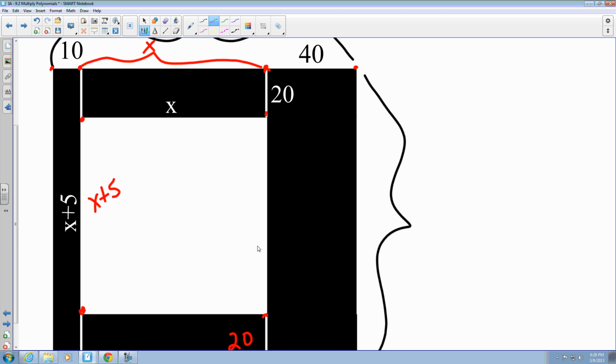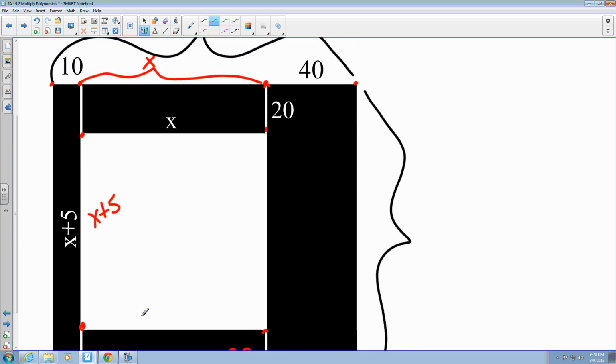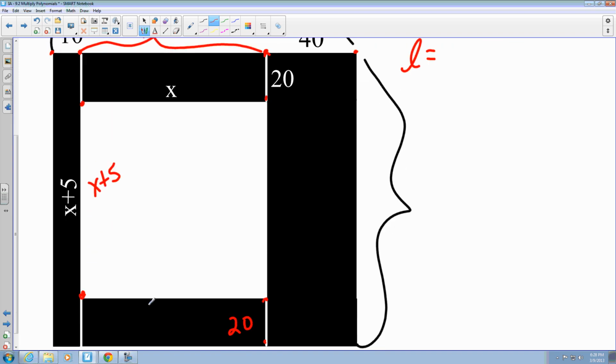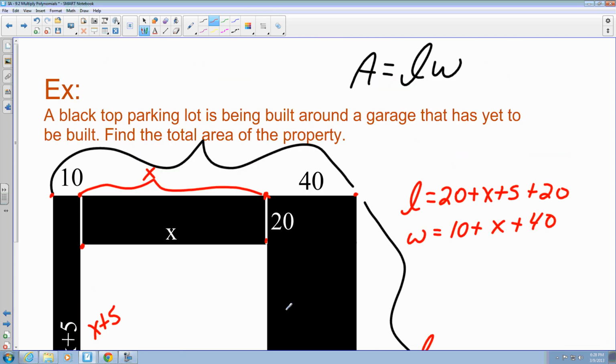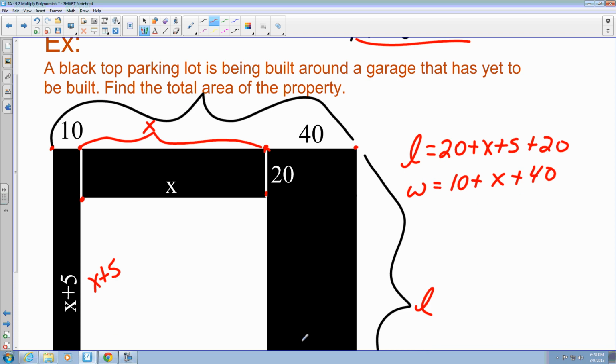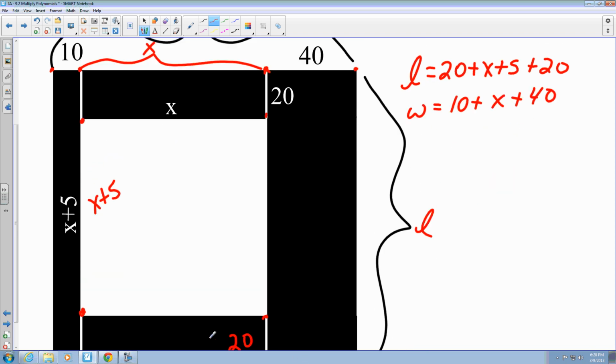So the length, which we'll represent here, can be written as 20 plus x plus 5 plus 20. And the width in this particular example can be written as 10 plus x plus 40. So what I'm going to do now is, we know that the area is length times width, so we get to multiply these two values together. But before that, I'm going to combine like terms.